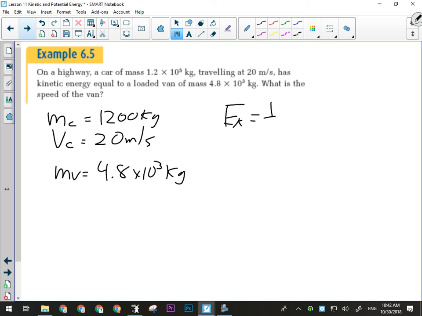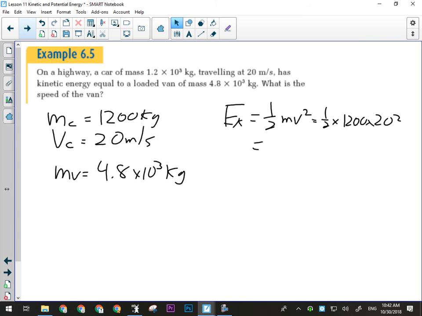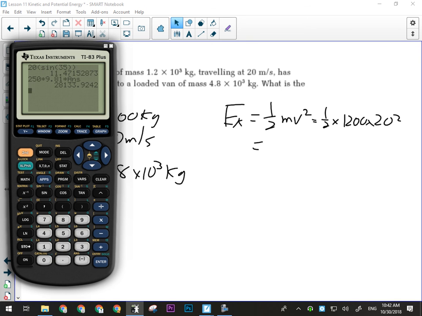All right, so I'm going to go 1/2 mv squared, and I'm going to solve for Ek. All right, so we're going to have 1/2 times 1,200 times v squared. Okay, so 20 squared. Okay, so we got 240,000 joules worth of energy.